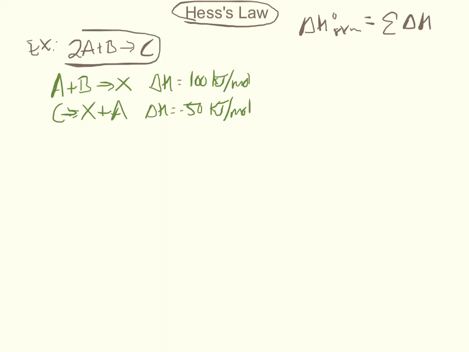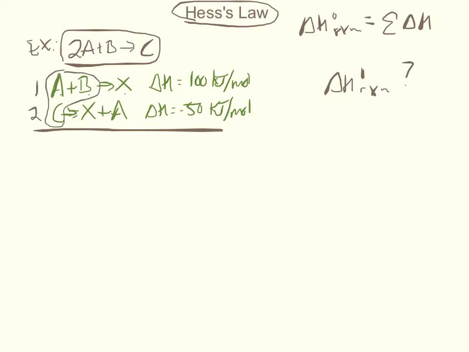If we have this overall reaction here, 2 moles of A react with 1 mole of B to produce 1 mole of C, and we have these 2 steps below, we want to figure out what is delta H naught of the overall reaction. Well, we have to figure out how these steps are going to go together. Well, A plus B is going to make X, and then C is going to produce X plus A. If I combine these reactions as is, I'm going to be left with, hopefully you can see this, C, A, and B as reactants and 2X and A as products. That's not going to add together to give me this.